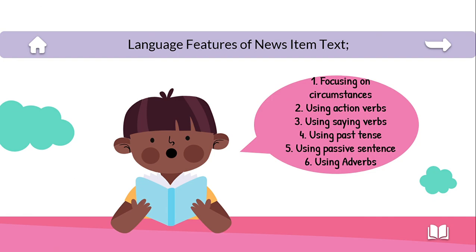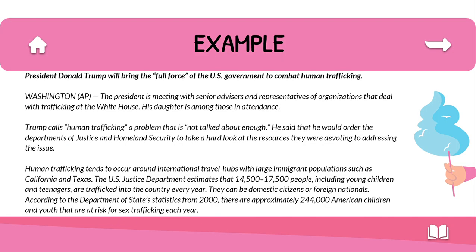How about the language features of news item text? In a news item text, we focus on circumstances or a particular event. We use action verbs, saying verbs, past tense, passive sentences, and adverbs. And we would like to talk about this more deeply in the next video. And this is the example. I would like to read it for you.